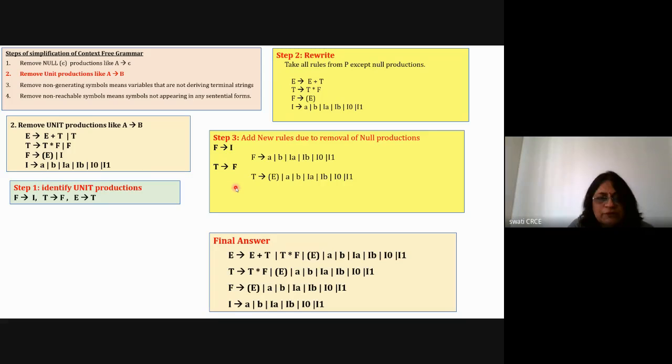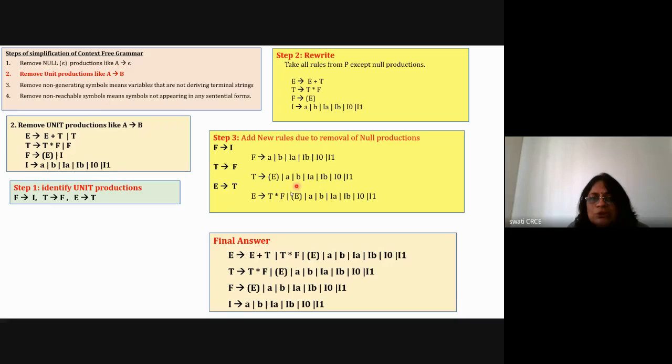Now take the first one, that is E is equal to T. So E is equal to T means E is nothing but T. Start writing that E is equal to T into F and all these rules of T. So I'm writing here E is equal to T into F and whatever is the value of T here. Everything is added, so finally the answer is complete.